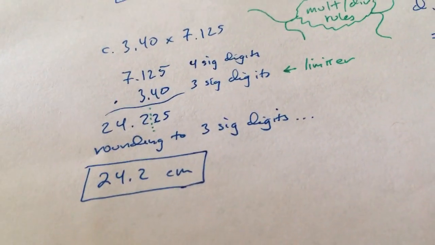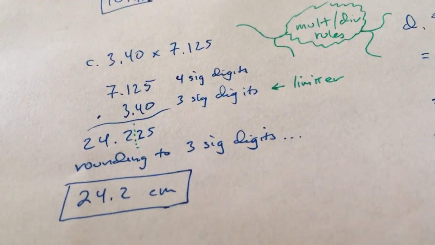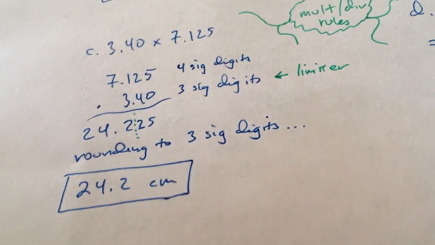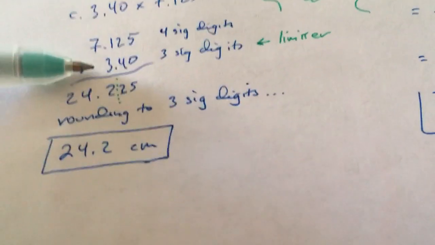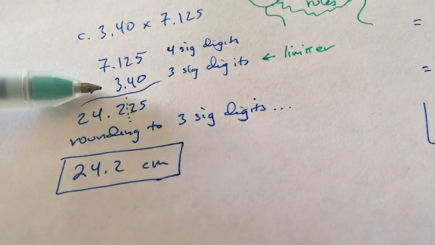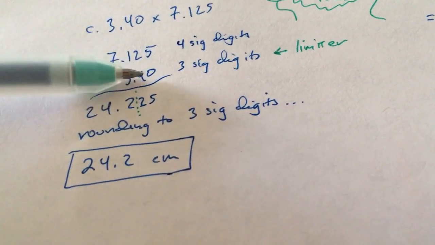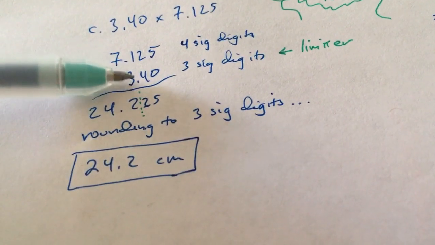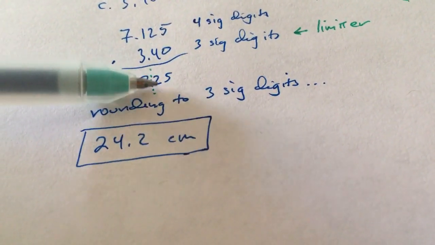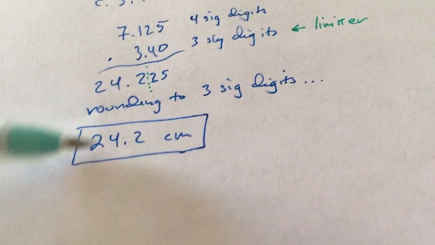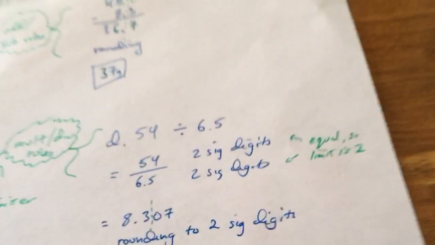With these, it's not about lining up the decimal. It's just about seeing which number has the fewest significant digits. And for this one, it's 3.40. The 0 is significant because it's a final 0. And so we're limited to 3 significant digits. So we do our math. Then we put our cut line after the third digit. It says stay. And so 24.2 centimeters.